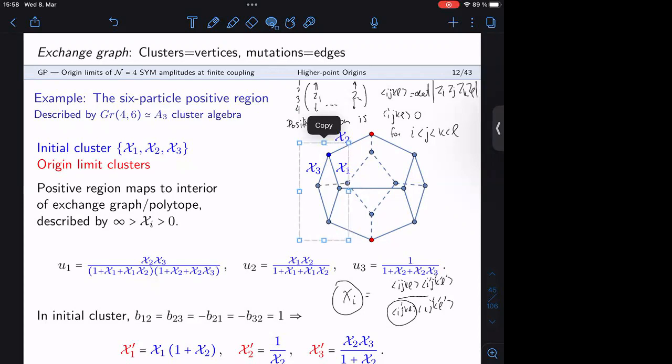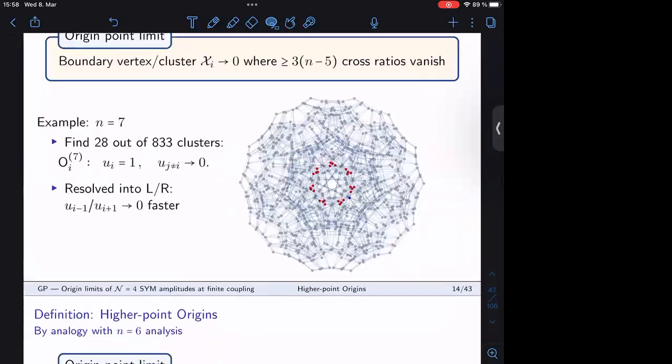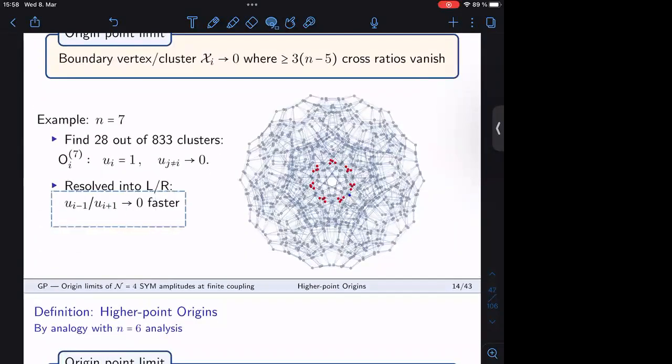But it is resolved. The direction of approach to the limit, or rate of approach, matters in cluster variables, and cluster variables see it. So similarly, some of the cross ratios go to zero faster, either the one before or after the one going to one. So they give you 14, and you also have the parity images, they give you 28. So these are the total origin limits.